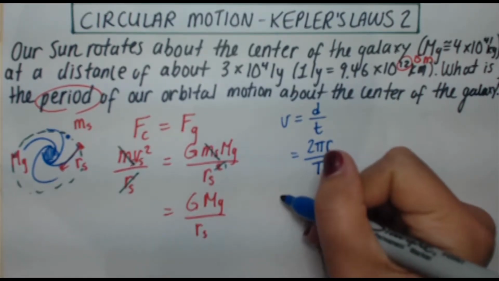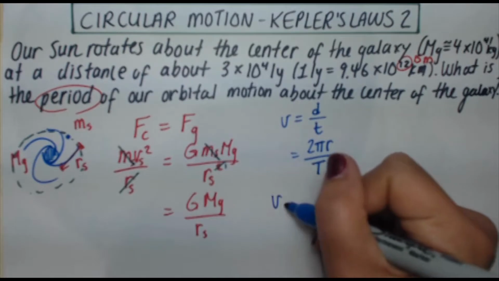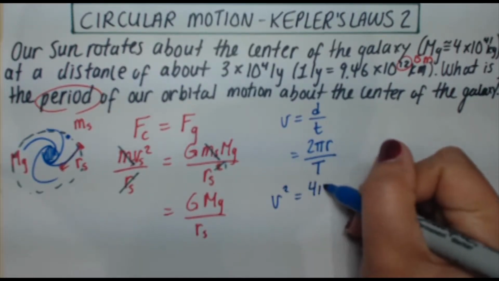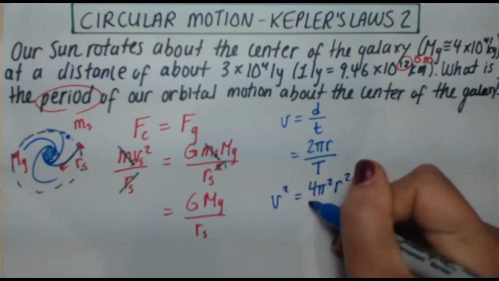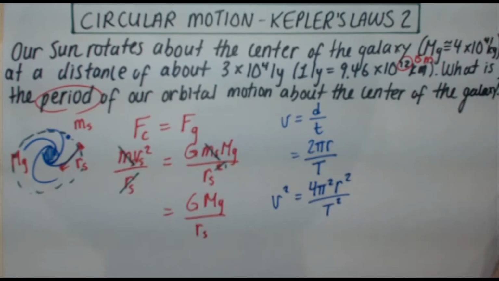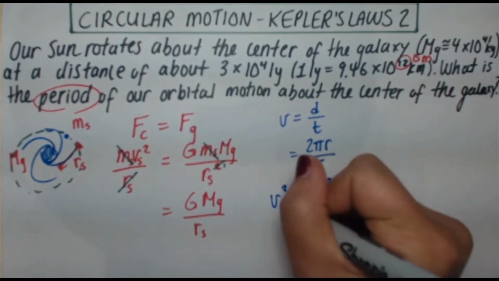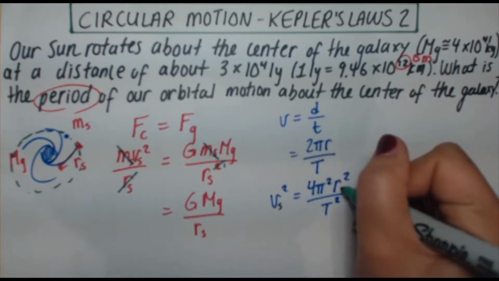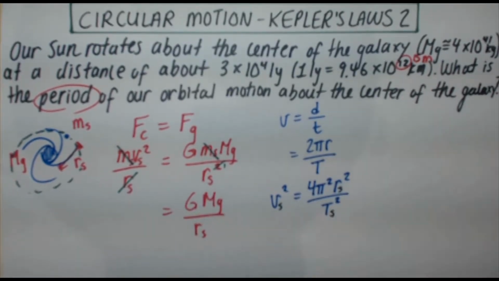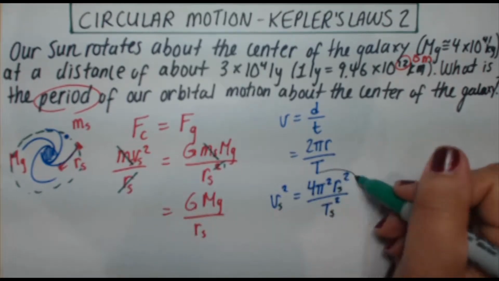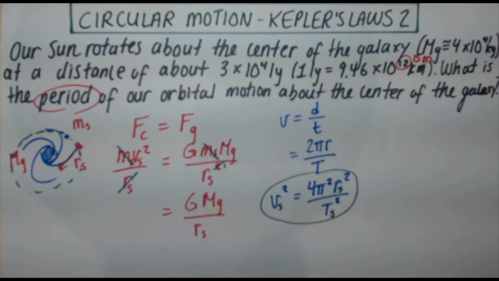Now, in our question we're dealing with v squared, so v squared is going to be 4 pi squared r squared over T squared. And if we want to make it unique to our problem, we're dealing with V_S, so V_S squared is equal to 4 pi squared R_S squared over T_S squared. Okay, so there we have it. This is what we're going to be plugging in to our formula. Let's plug that in over here.